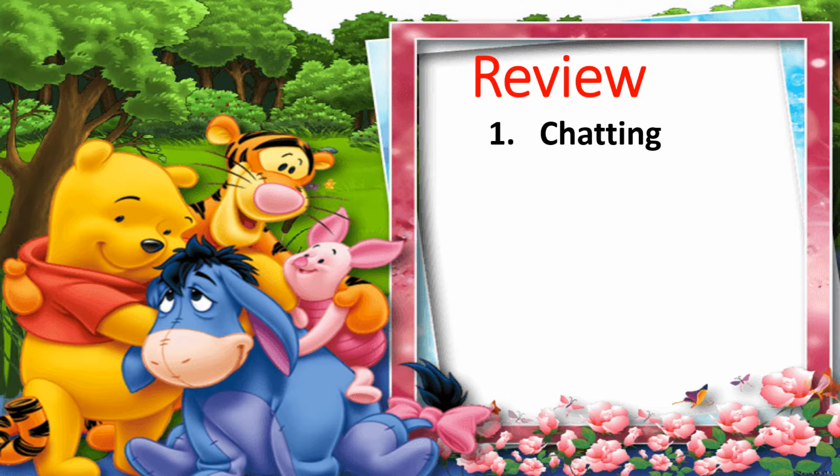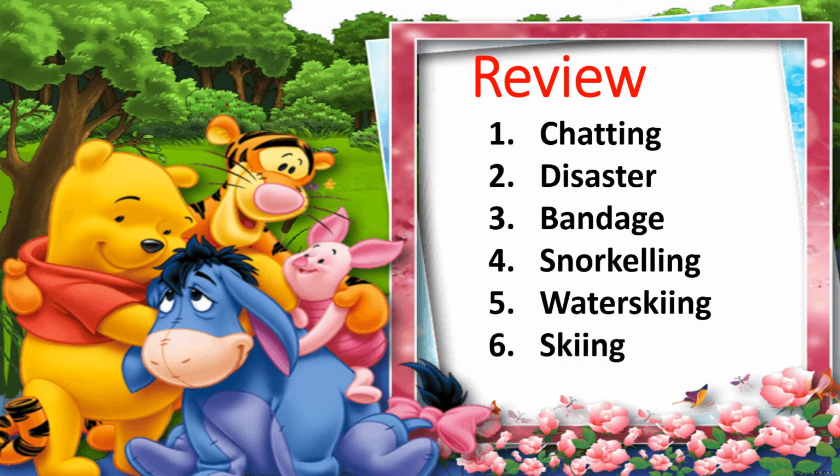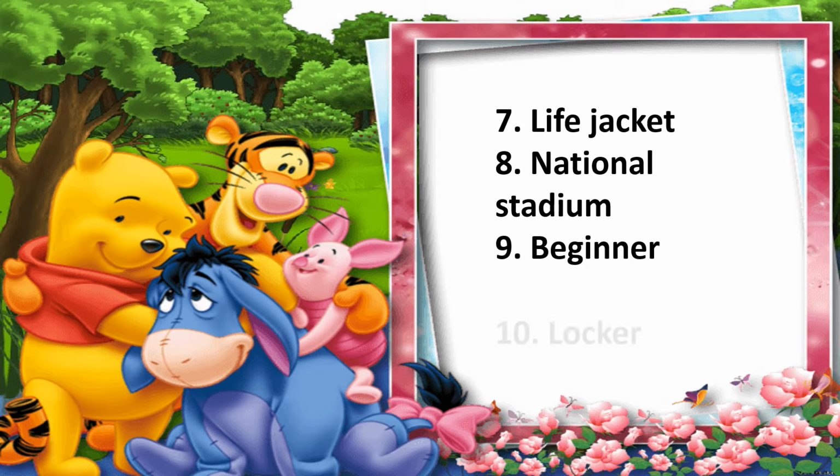First, we have chatting, disaster, bandage, snorkeling, water skiing. Again, chatting, disaster, bandage, snorkeling, water skiing. And number 6, we have skiing, life jacket, national stadium, beginner, locker. Again, life jacket, national stadium, beginner, and number 10, locker. Okay, class, those are the 10 vocabulary for today.